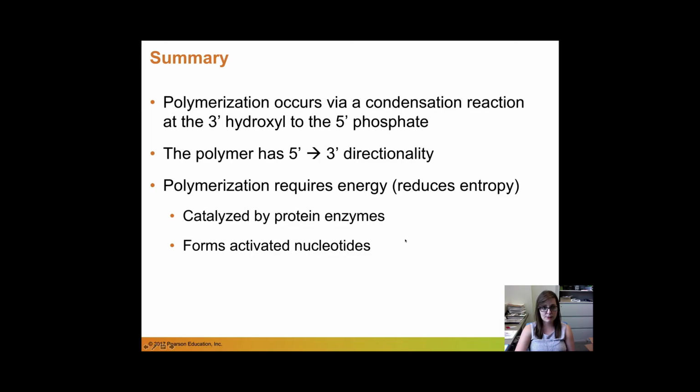So to summarize, polymerization occurs via a condensation reaction at the 3' hydroxyl to the 5' phosphate. The polymer has directionality in the 5' to 3' direction. And the process of polymerization requires energy because it reduces entropy, right? When you're linking together monomers, you're decreasing the amount of entropy or disorder in a system. And it's catalyzed by protein enzymes, and it requires activated nucleotides.